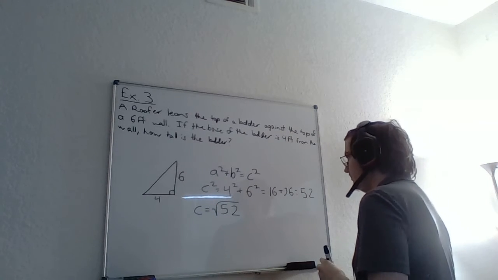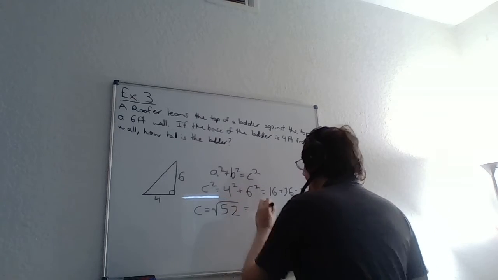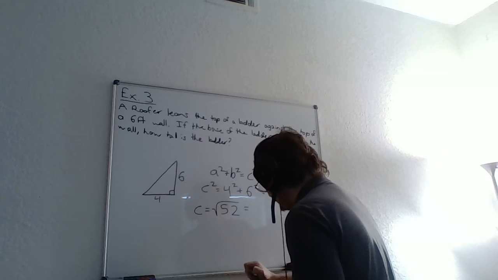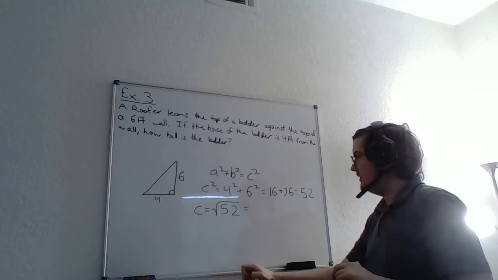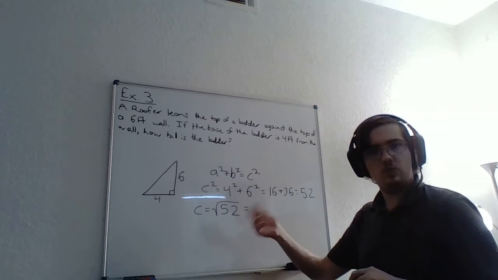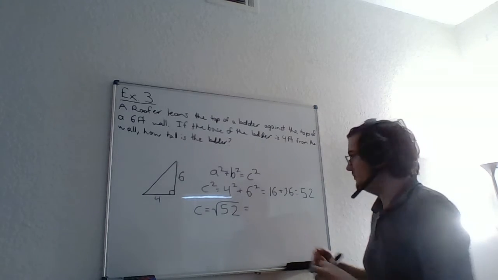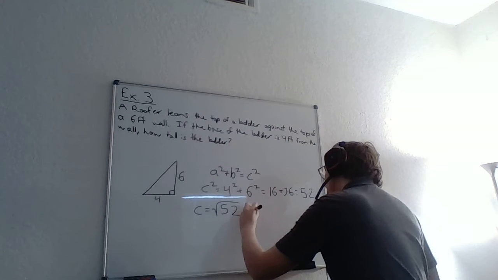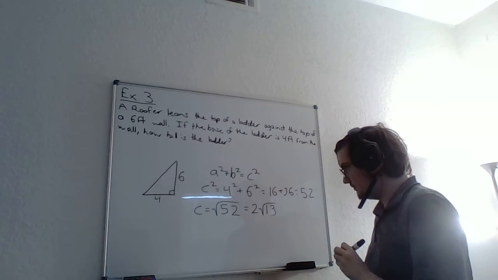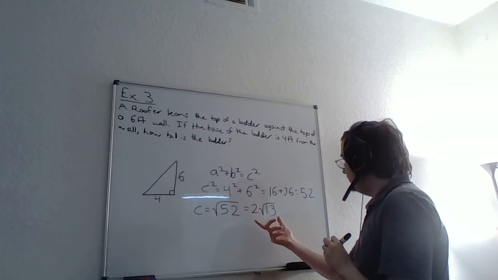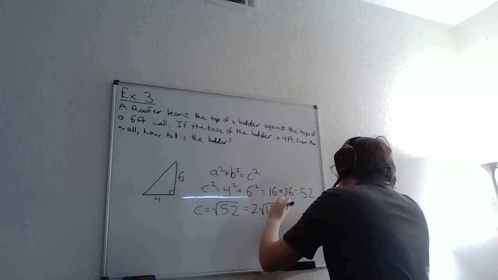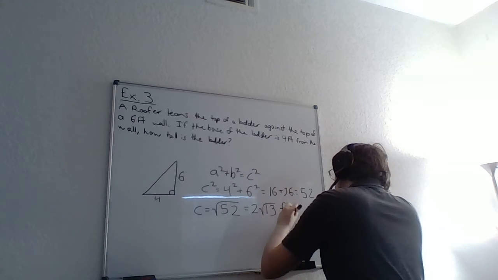So now at this point, square root of 52, we're going to want to simplify that a little bit. We see that 52 is just 4 times 13. Square root of 4 is just going to be a 2. So let's pull out a 2, root 13, like that. And then this here is the exact answer. So 2 root 13 feet.